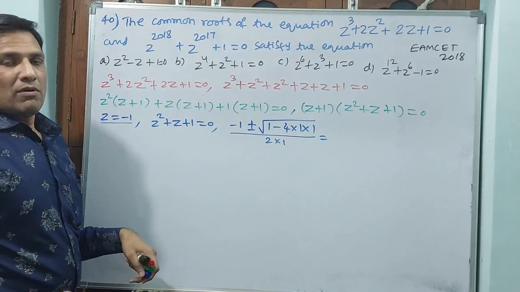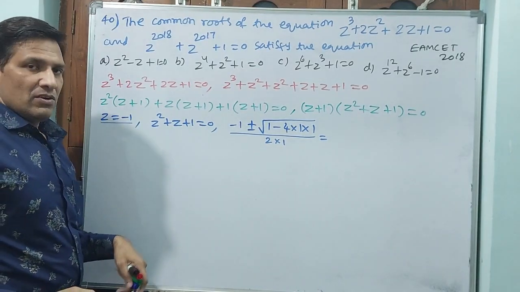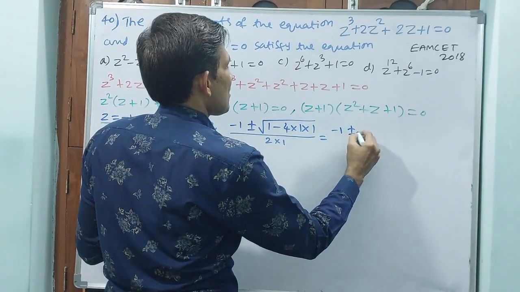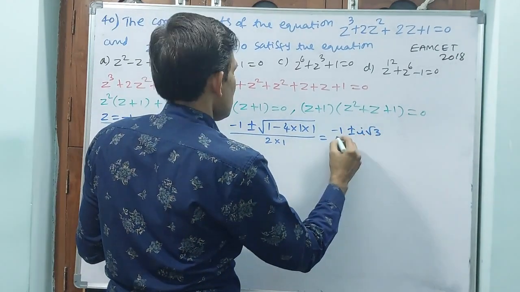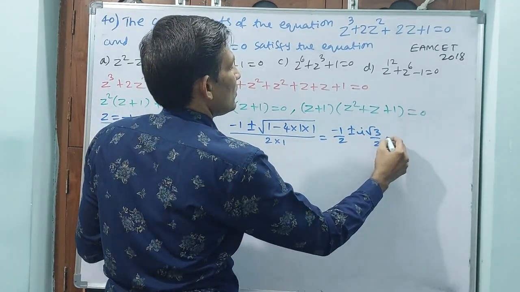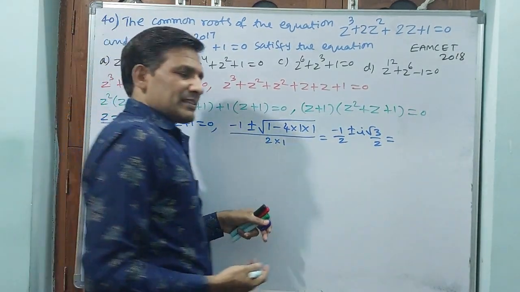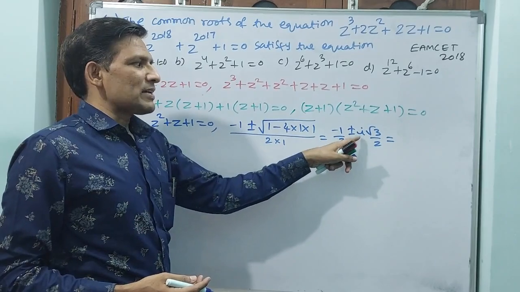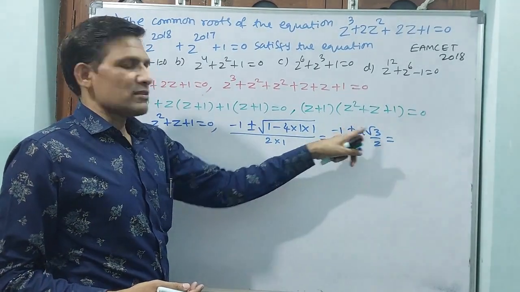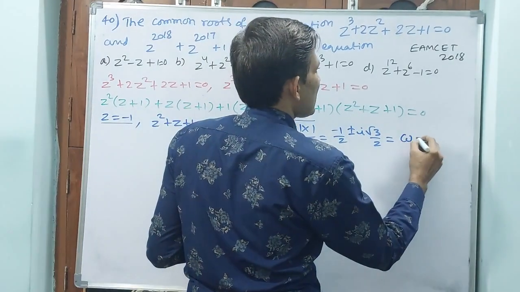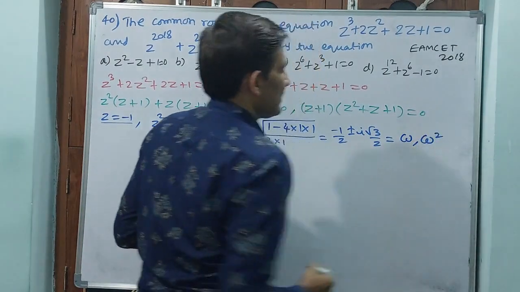1 minus 4 minus 3. Minus 3 means you take i root 3. Minus 1 plus or minus i root 3, but here also 2, here also 2. What is this? This is nothing but omega and omega square, that's all. Why? Because we know minus 1 by 2 plus or minus i root 3 by 2: plus means omega, minus means omega square.